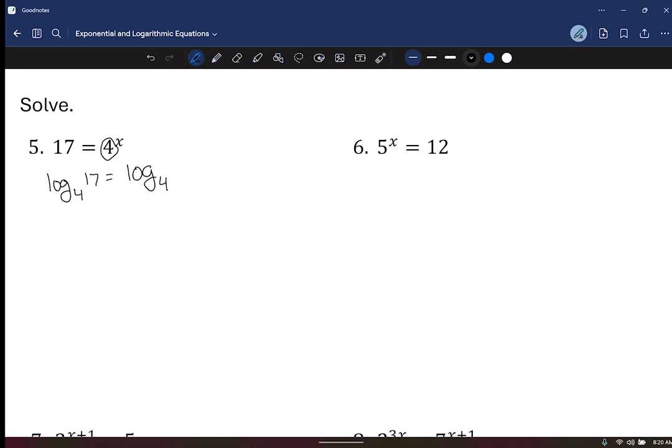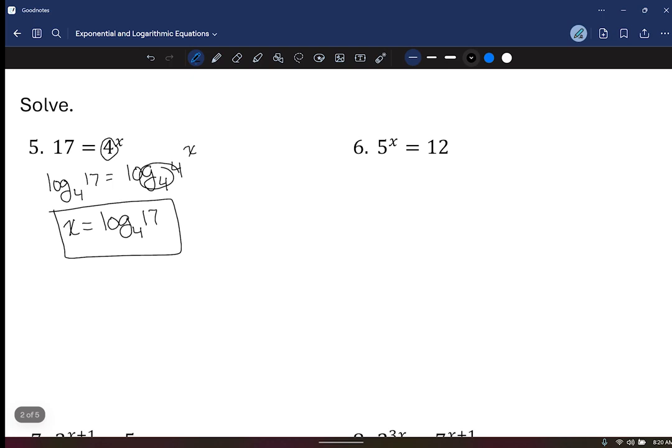that gives me log base 4 of 17 is equal to log base 4 of 4 to the x. This cancels, so I know that x is equal to log base 4 of 17. Now I could plug in log base 4 of 17 and get an answer, but it's going to be a decimal, so I'm just going to leave it like that.